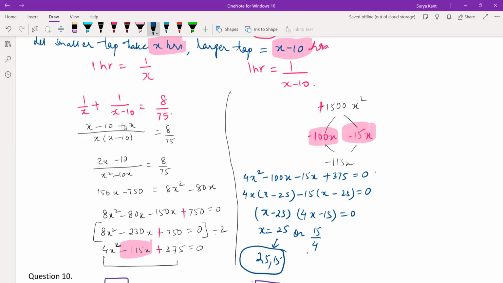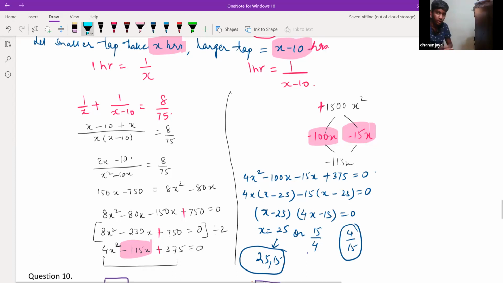Next, why is this not the correct answer? 15 by 4. If you put 15 by 4, the first tap is filling how much? 14 by 15, 4 by 15, and the second one is like that only, right? Why is the second answer not correct? Anyone can tell me? Dhananjay, why is the second answer not correct?